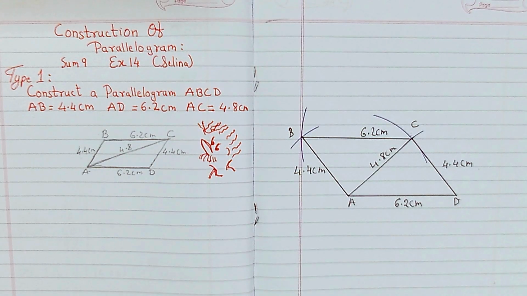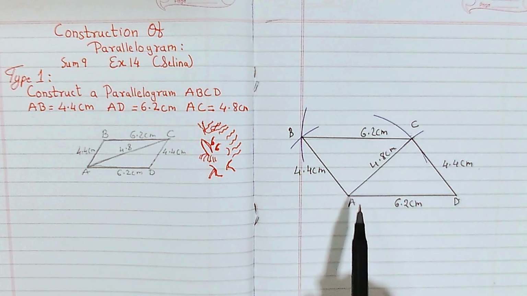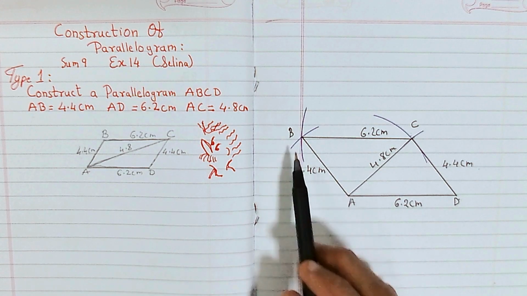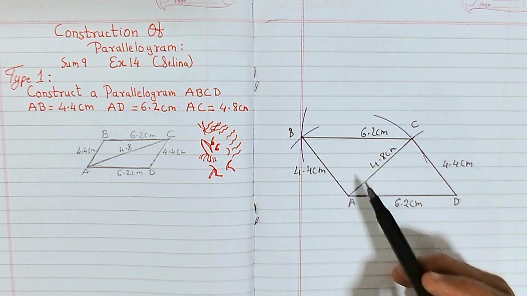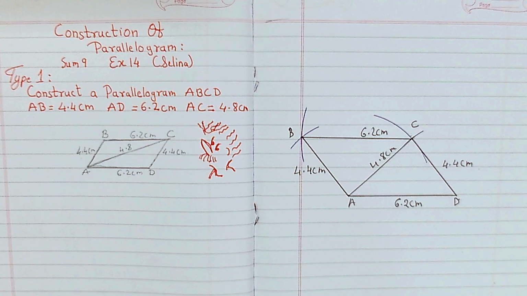So here we are successful in constructing parallelogram ABCD where two adjacent sides and a diagonal are provided. I hope the construction is clear. You will practice. Thank you, students.